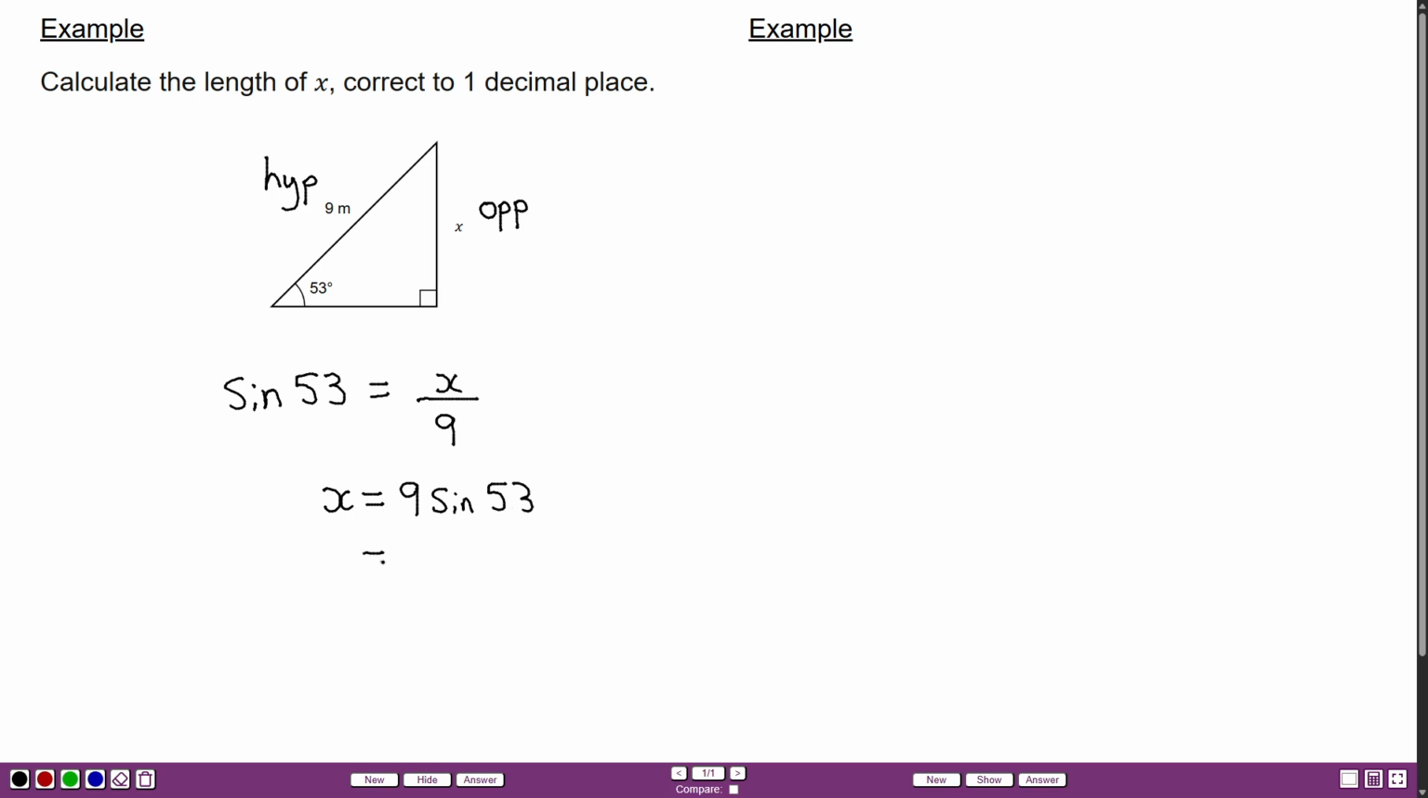And at this point we need to reach for our calculator. So 9 times sine 53, and to one decimal place that comes out to be 7.2, and that's meters to one decimal place.